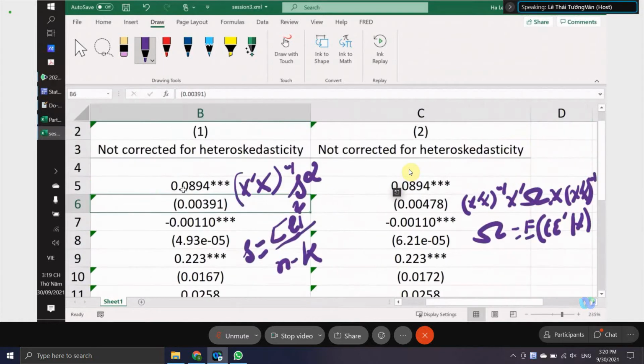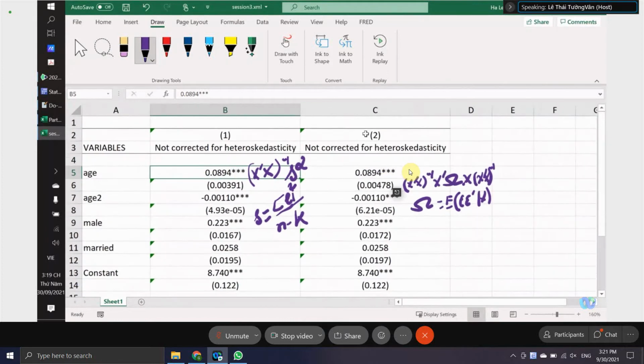So you may notice that the values of the coefficients are the same, but the standard error is larger. So when heteroscedasticity exists, the actual standard error is larger than in the classical regression model when the homoscedasticity assumption is met. So the difference is mainly in the way they compute the standard error.